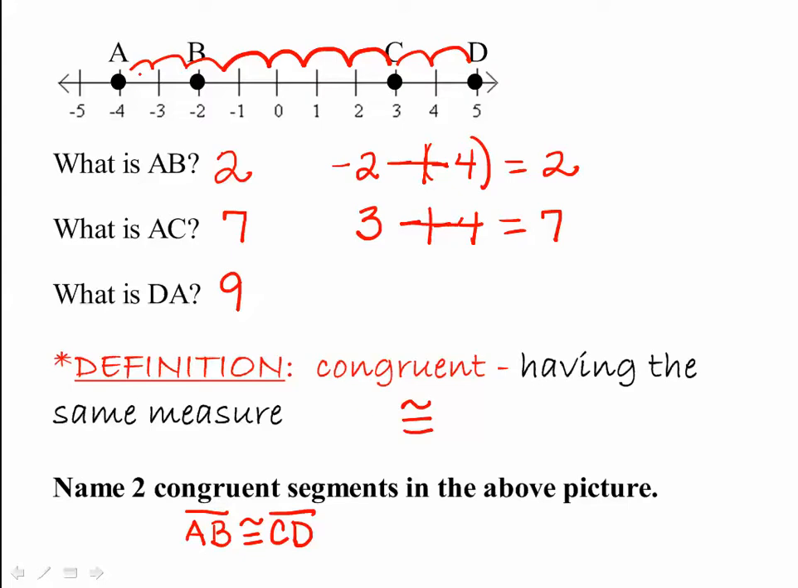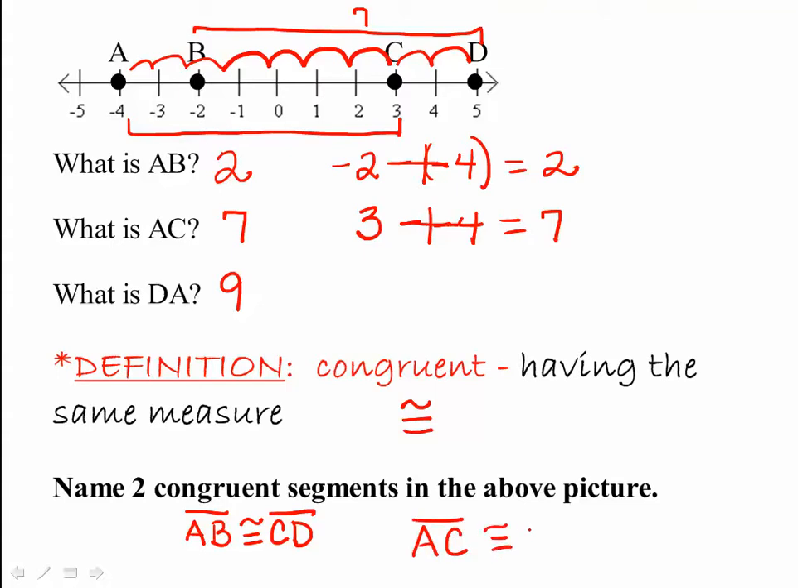If I notice that this is 2 units and this is 2 units also, another segment is, I could say, from A to C, which was 7 units, and from B to D, which would also be 7 units. Those are congruent. So segment AC is congruent to segment BD. Don't forget to put your symbols over your segments.